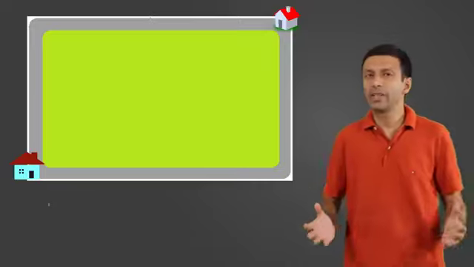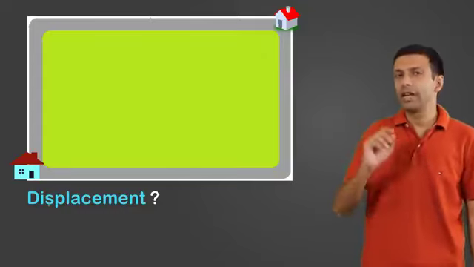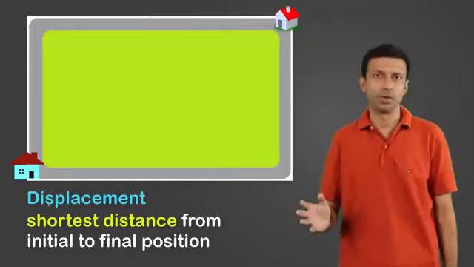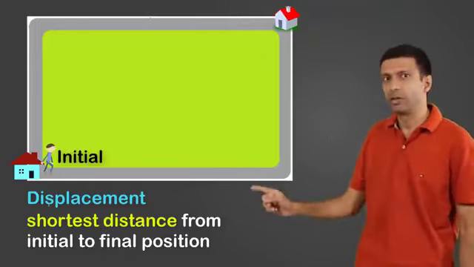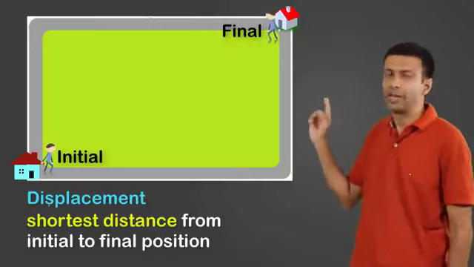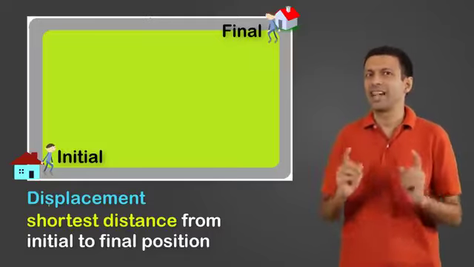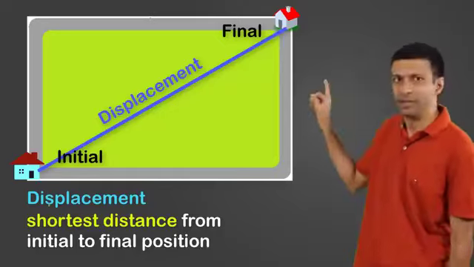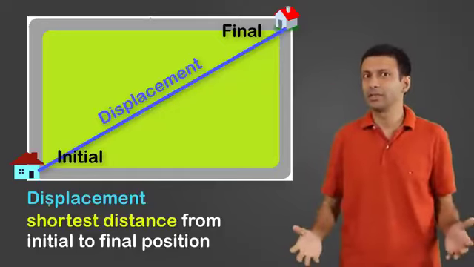Now how do we calculate your displacement? Displacement is defined as the shortest distance from the initial to the final position. Your initial position is your house and the final position is your friend's house. So what is the shortest distance? That's right. It's going to be a straight line from here to here. So how do you calculate that displacement?